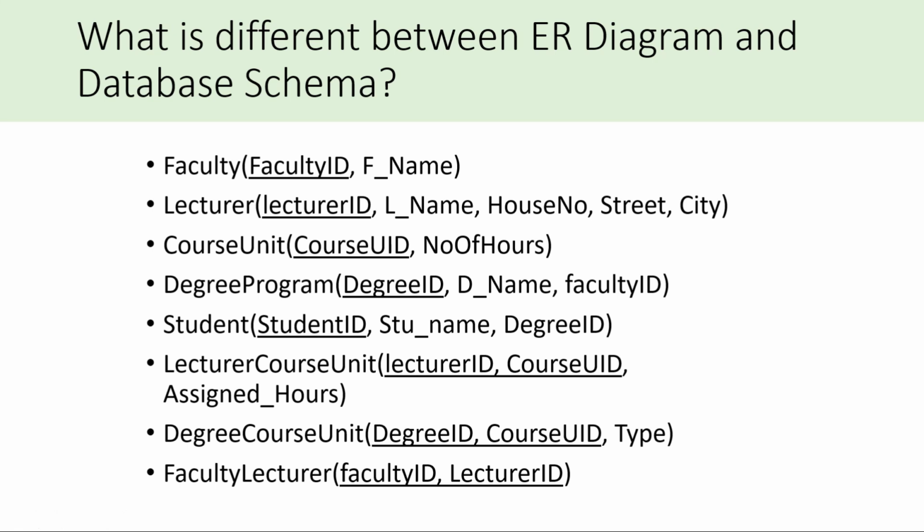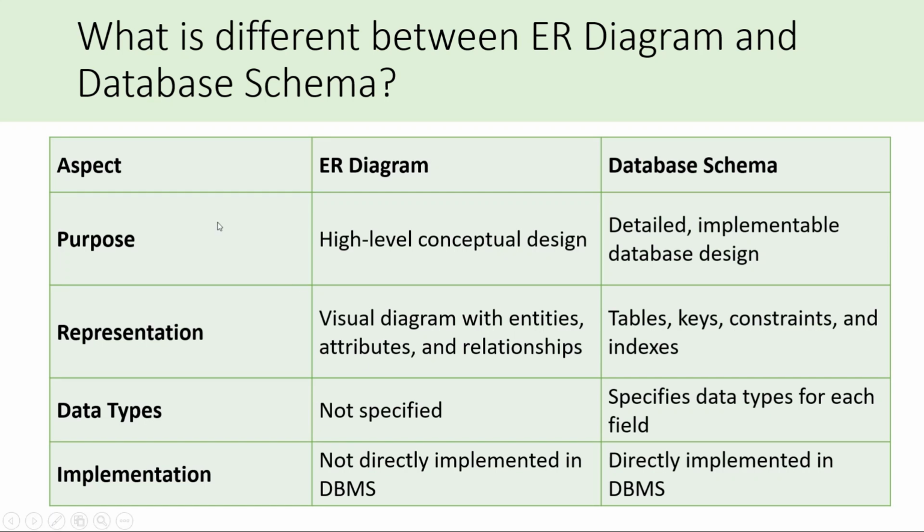Now, let's compare these two concepts. First one, purpose. An ER diagram is more conceptual. It's all about showing how different pieces of data relate to each other without worrying about the technical details of the implementation. You will see things like entities, relationships and attributes.